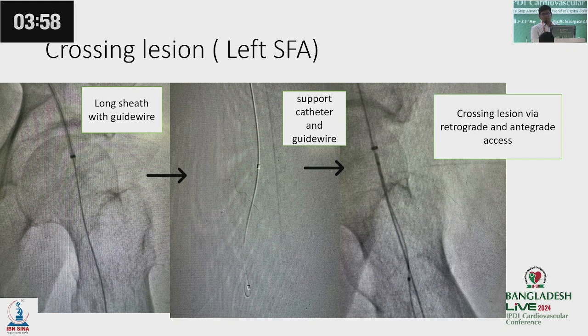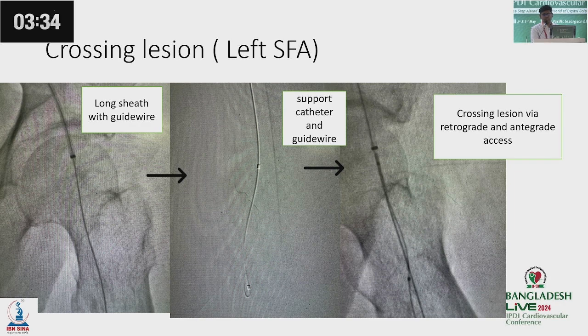In this scenario, unfortunately, we didn't cross the lesion from the femoral puncture. This site is the adductor canal. This is a very common site where we, vascular surgeons and interventionists, face difficulty crossing the lesion. So what we did, we went for a retrograde pedal access. So we punctured the patient's peroneal artery, like Dr. Maidul Mahmud said, C-arm guided.